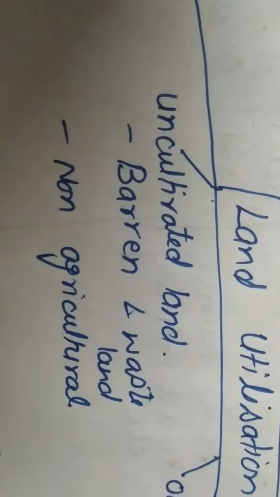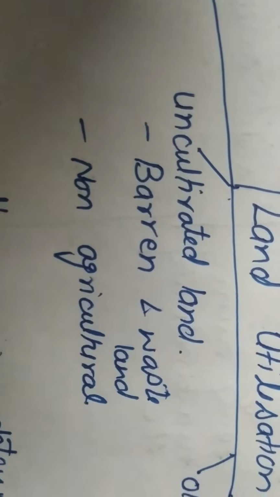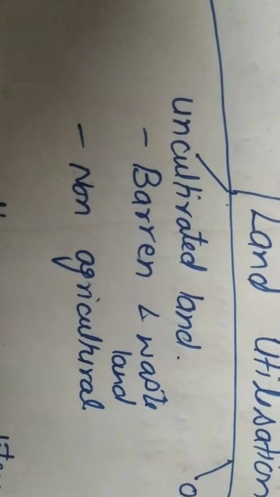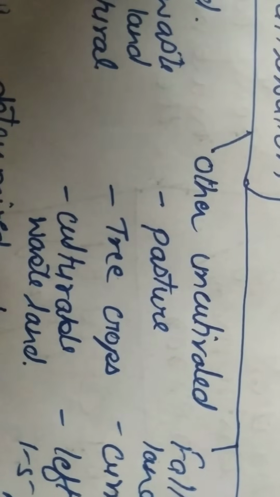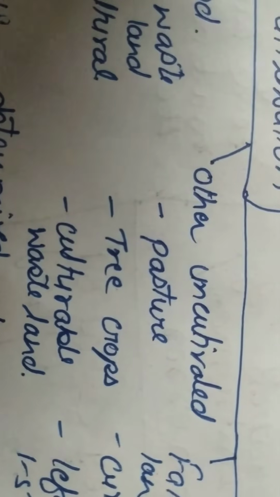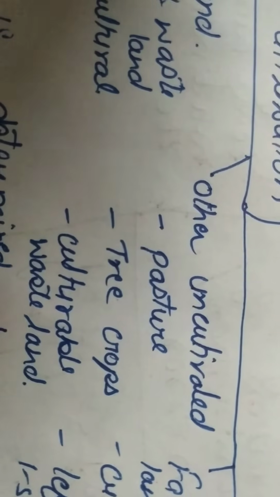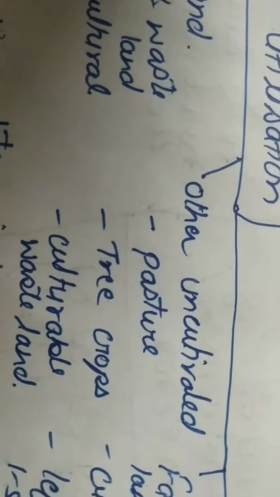Second, uncultivated land. Uncultivated, where we are not doing cultivation, like the barren land or the wasteland, which is not being used. Then non-agricultural land, that is used for making roads, buildings, schools, colleges. Then other uncultivated land, which does not include the fallow land. It can be for pasture land, for tree crops or cultivable wasteland.